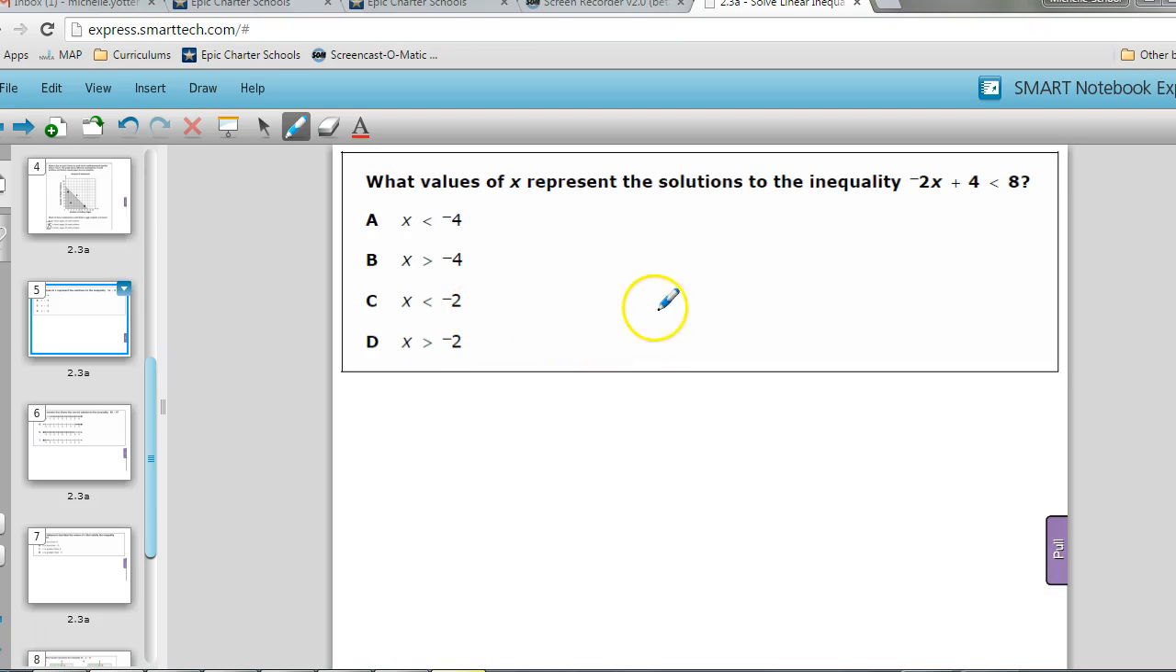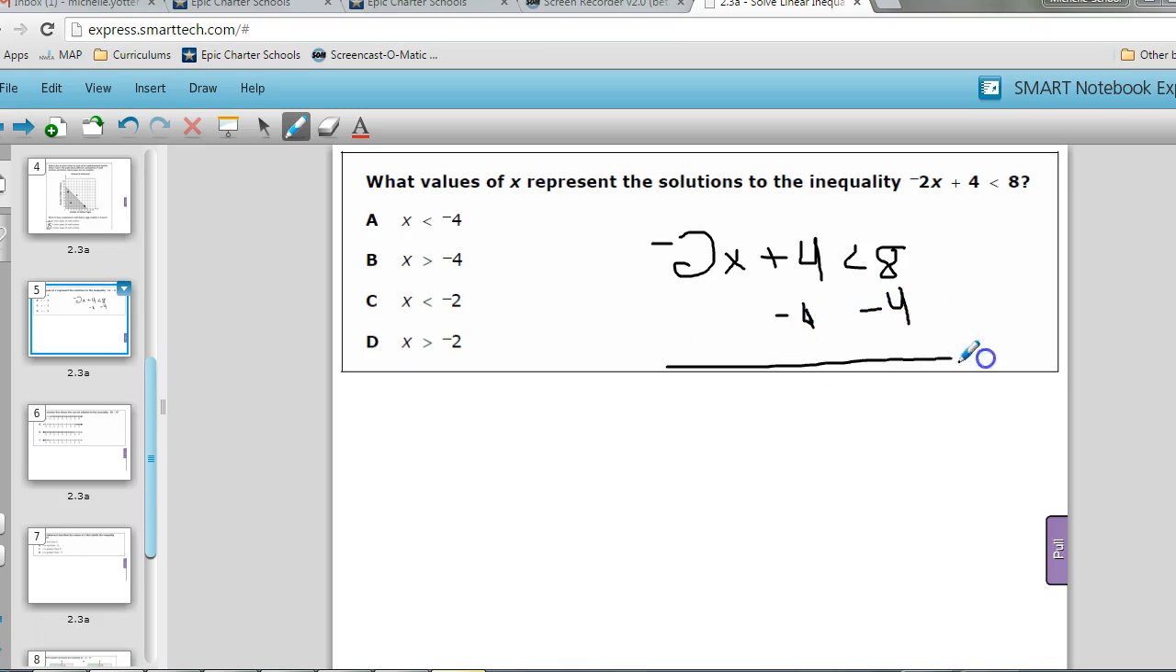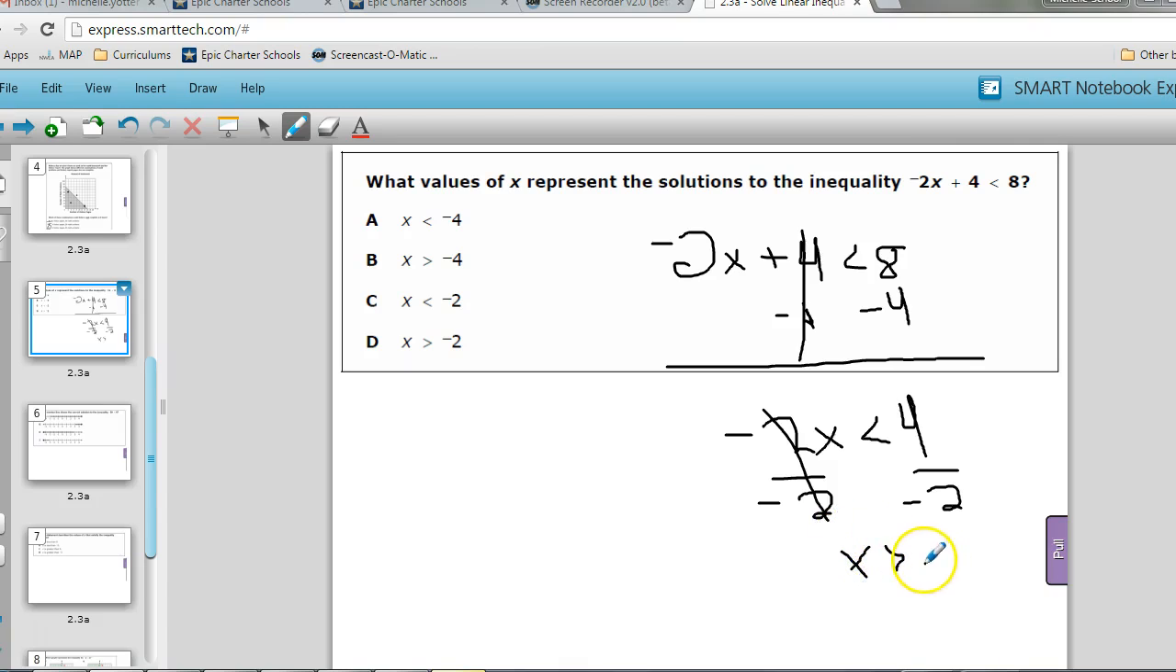What value of x represents the solution to the inequality? I'm just going to solve. Subtract 4 from both sides. Negative 2x is less than 4. We're going to divide both sides by negative 2. So we need to flip our sign, and x is greater than negative 2 is your answer. D.